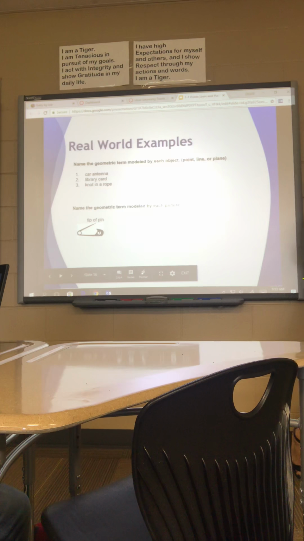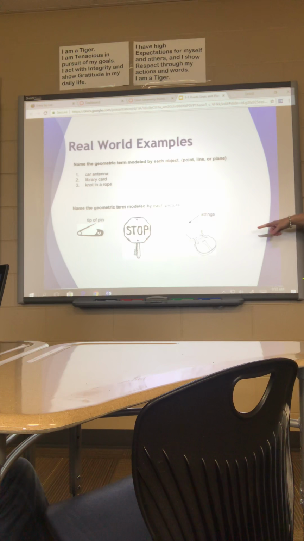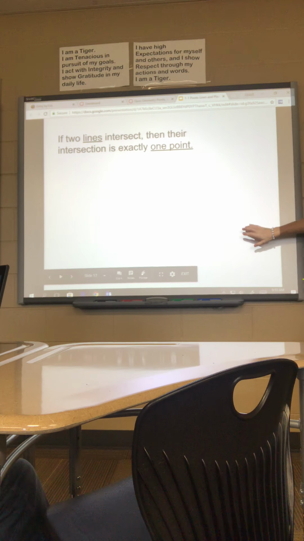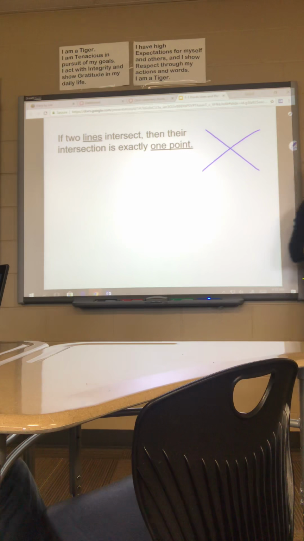Okay, here's a few more. The tip of a pen. Point. Stop sign. Plane. Guitar strings, or what is that? Violin strings. Okay. Ukulele. Okay, if two lines ever intersect, their intersection is always a point.